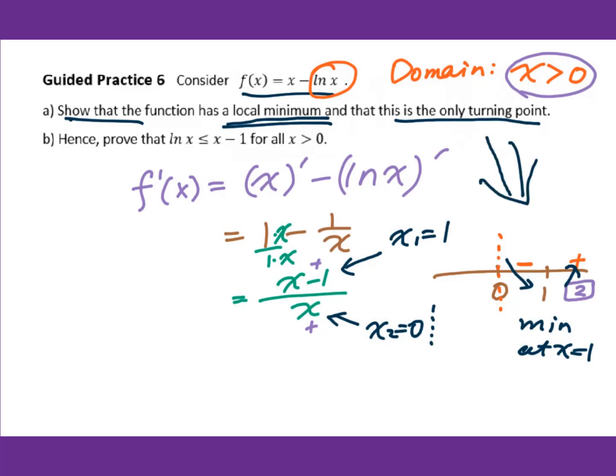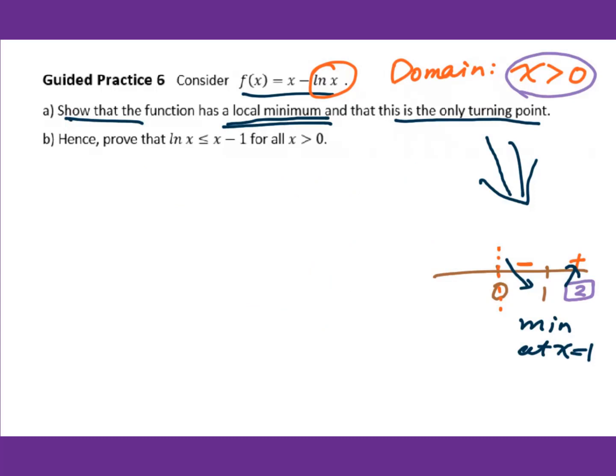Check this sign diagram. You could see this is the only turning point because your domain is x greater than 0. Let's go to B. Hence, prove that natural log of x is less than or equal to x minus 1 for all x greater than 0.